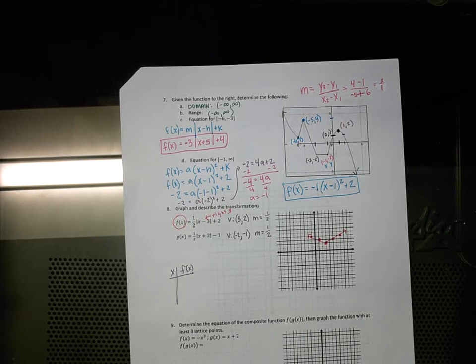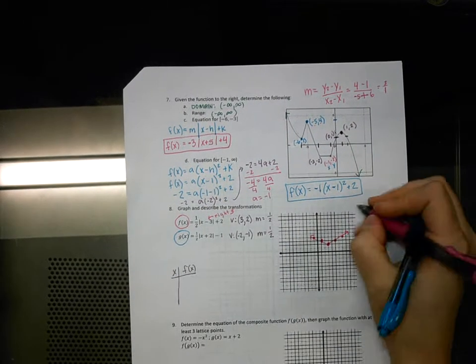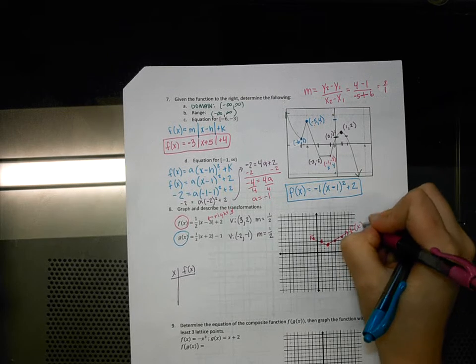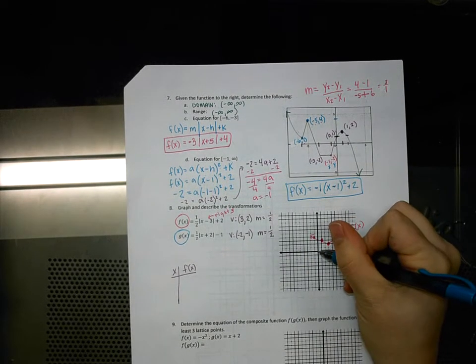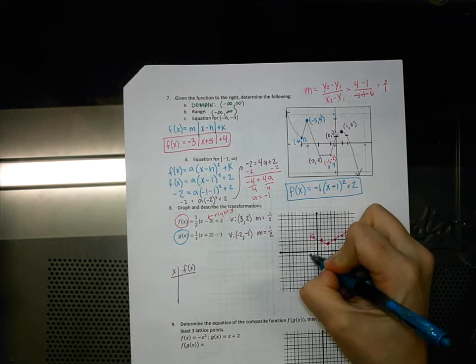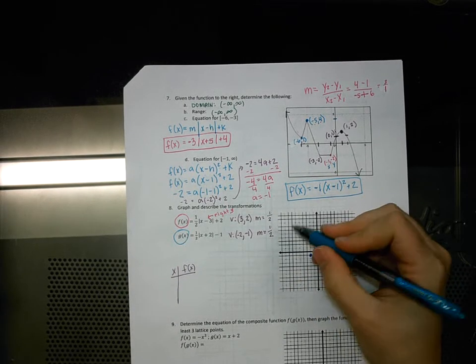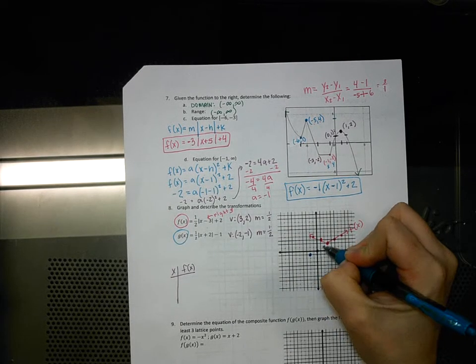Now we're going to graph g of x. So let's make sure we know which is which by labeling f of x. Plotting g of x, we're going to go negative 2, down 1. And again, my slope is rise over run, up 1 over 2. Up 1, back 2.